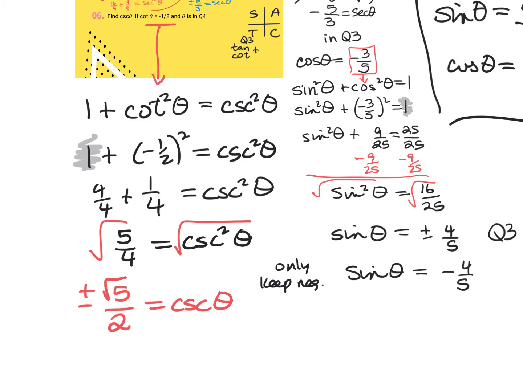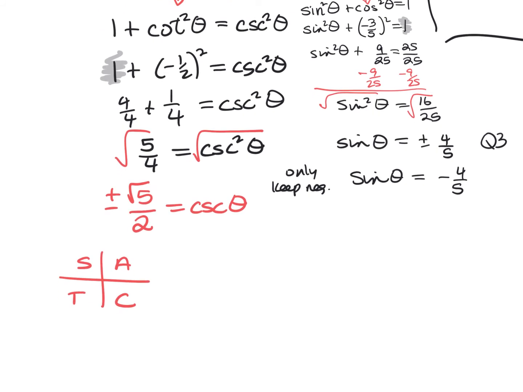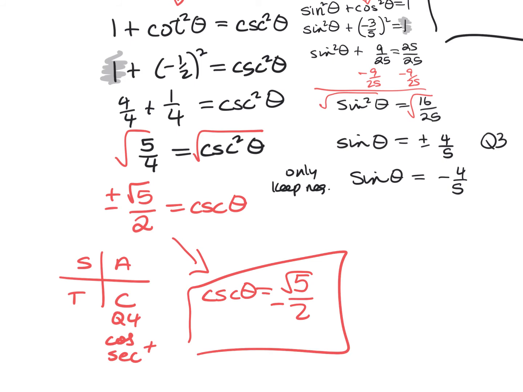Again, they told me which quadrant this is in. They said 4. So in quadrant 4, All Students Take Calculus. The only ones that are positive in quadrant 4 are going to be cosine and secant. All the other ones are negative, so I only keep the negative again. It's not always going to be like that. It all depends on which quadrant they're telling you your answer is located in. So this is negative square root 5 over 2 is the answer to cosecant of theta.